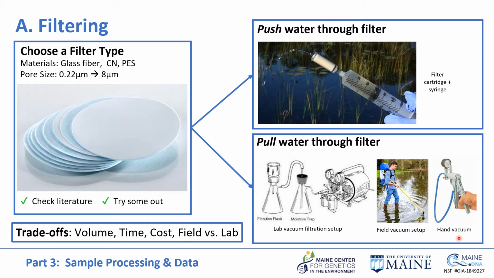So how do you make your decision about which filter type, whether to push or pull or what have you? It just kind of depends on your values, because all of them have trade-offs. So there's trade-offs between volume, time it's going to take you to filter that volume, cost, field versus lab. So for example, the backpacks are really nice, but they're pretty expensive, so you might have to go with something more affordable for your case. It's all just something that you have to make a decision about.